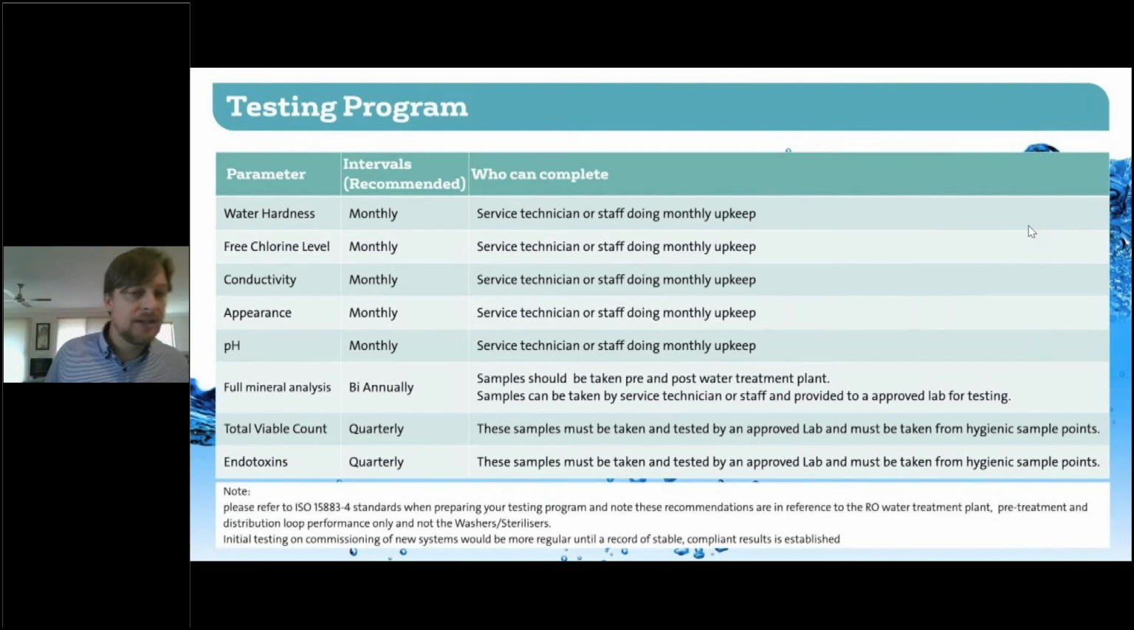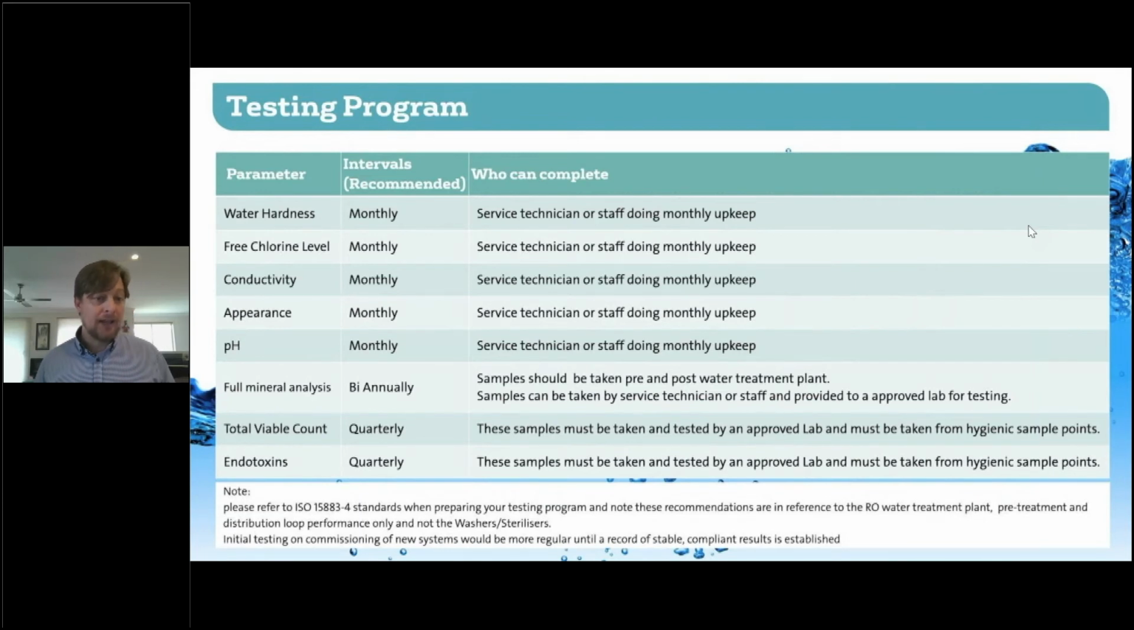They're very simple things to test that can either be done by staff on site if they're appropriately trained, or your service technician who's doing their monthly visit. Similarly, with conductivity after the RO to make sure that it's working, can be done very simply with handheld equipment, and same with pH and your general appearance of the water. So those things are easy to test for, and provided you've got a good service provider, they should be able to do that on the spot as part of their regular visits.